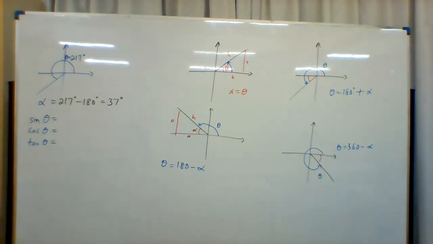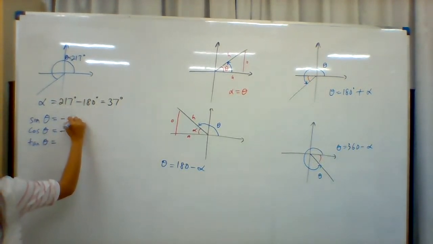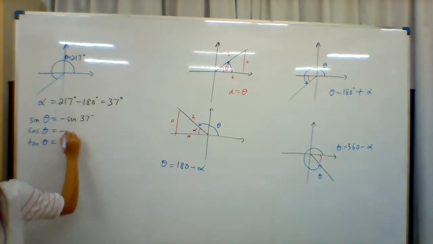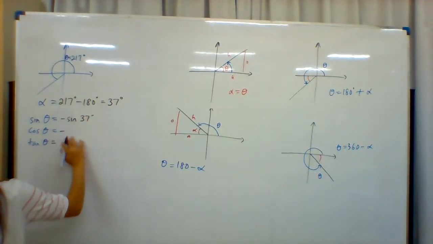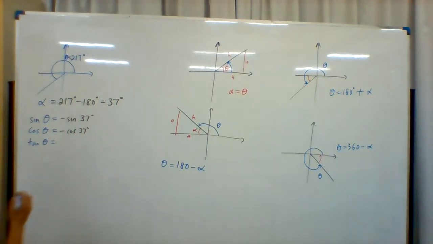You have to look at which one is positive and which one is negative. Yes, very good, Zhen Hong. Okay, so in the third quadrant, I say what? All Science Teachers. So only T is positive. This will be negative, so put negative, negative, and this one's positive. So it will be negative sine 37, the basic angle, and this one will be negative cos 37. Then tangent 37, you're right.